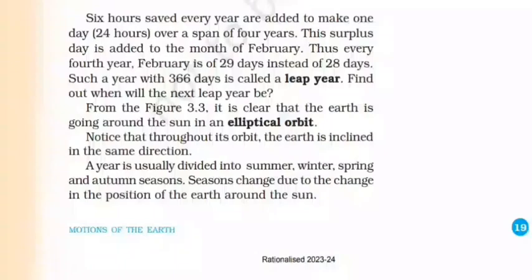This surplus day is added to the month of February. So the one extra day gets added to the month of February, because it usually has only 28 days. So thus every 4th year February has 29 days instead of 28 days, which I've already discussed, and it is usually called a leap year.